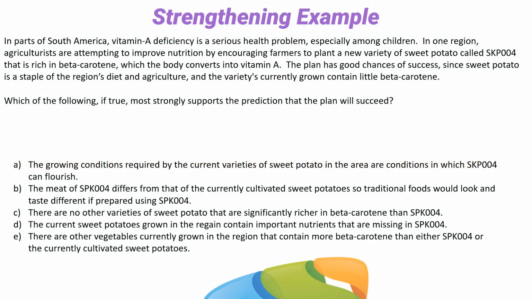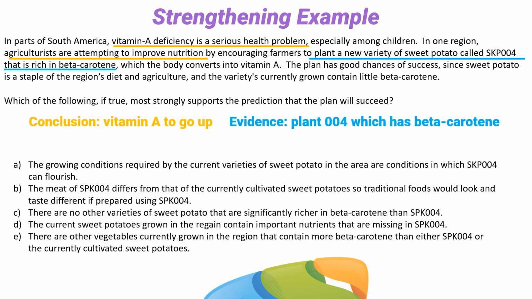This is a bit too long to read out loud, so go ahead and read it to yourself and then we'll dive in. Okay, first, what's the conclusion? What's the goal? What is it we're trying to accomplish? That's right, we want to increase vitamin A among people in the region. Now, how do we do that? What's the mechanism we're going to use to increase vitamin A? That's right, we're going to plant the 004 sweet potato plant.